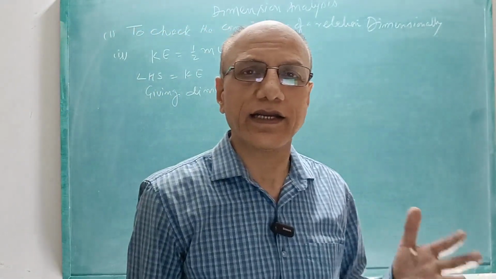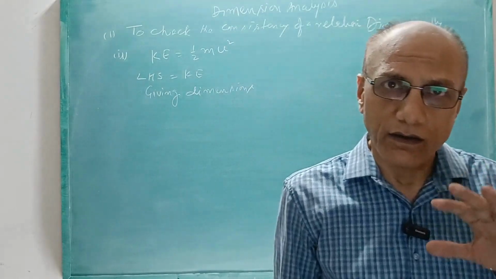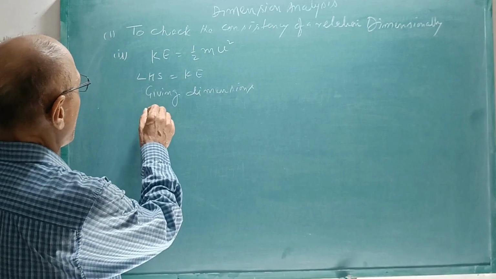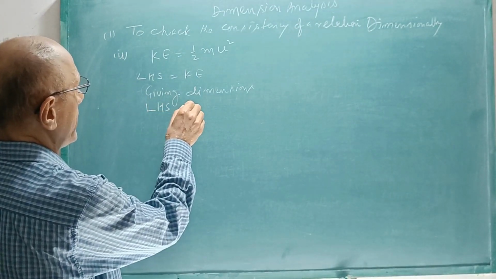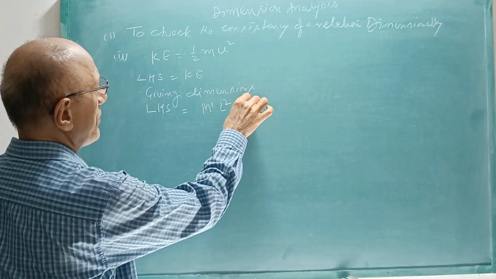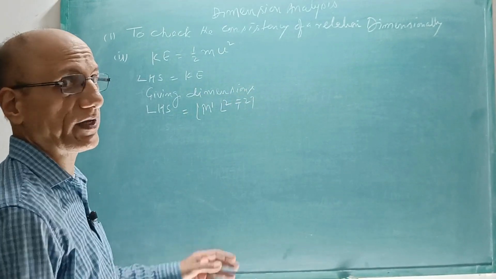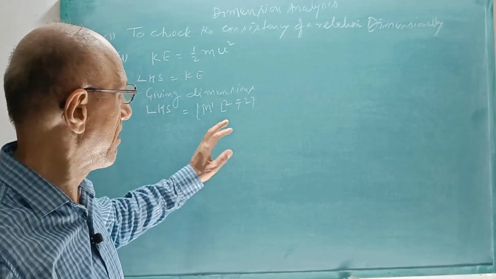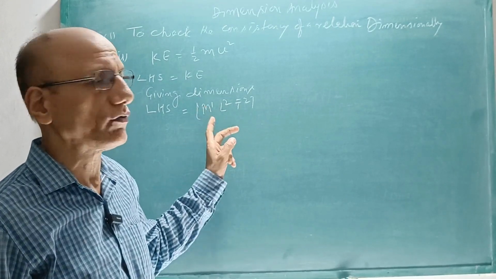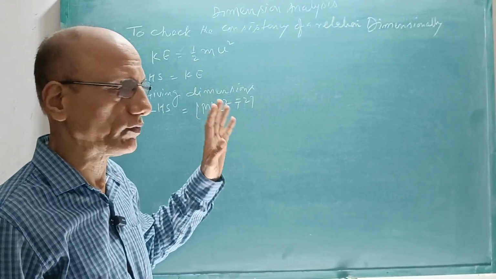What are the dimensions of the kinetic energy and work? They are the same. Yes, M1 L2 T minus 2. Work done is force into displacement. So force is M1 L1 T minus 2 multiplied by 1 L. That you will get M1 L2 T minus 2.